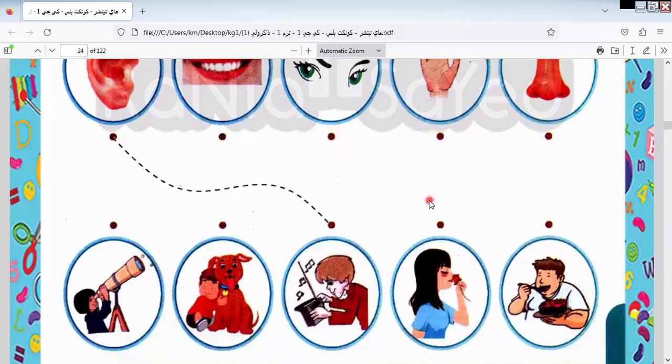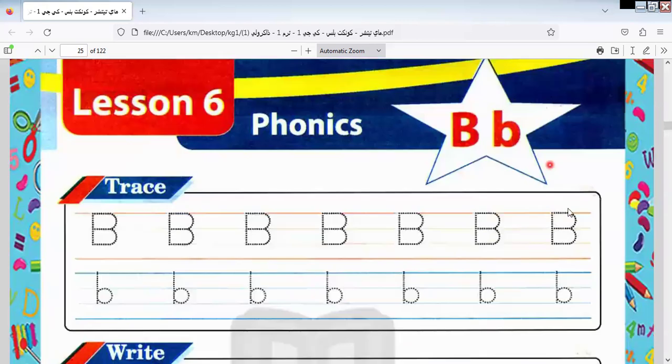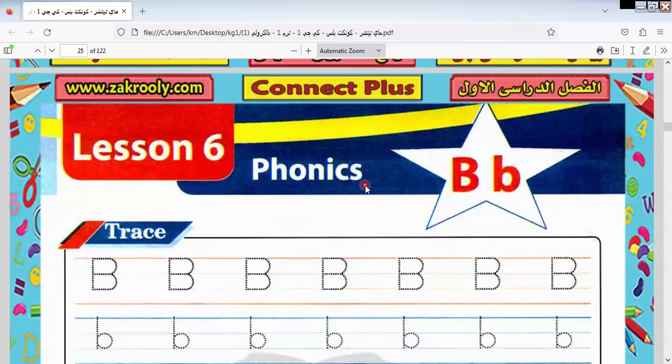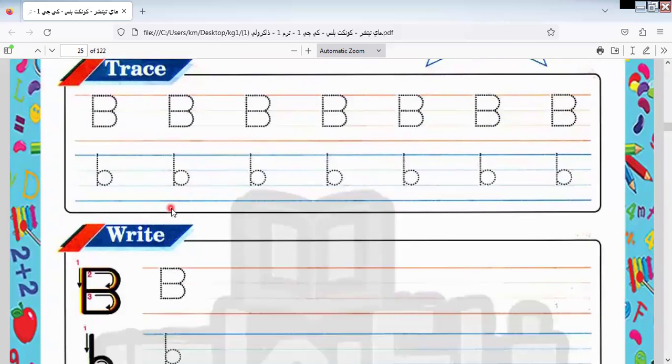Touch. Touch with what? Touch with my hand. Which one? Touch the dog. So I use the hand to touch the dog. So I select this one by this one. Smell with my nose. This one by this one. There is lesson 5 finished today. We go to lesson 6.